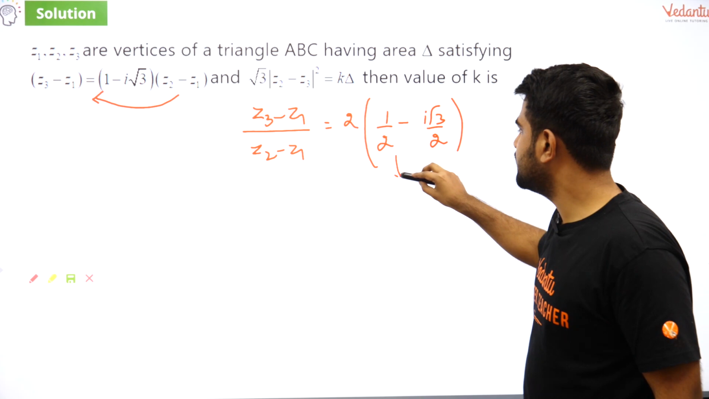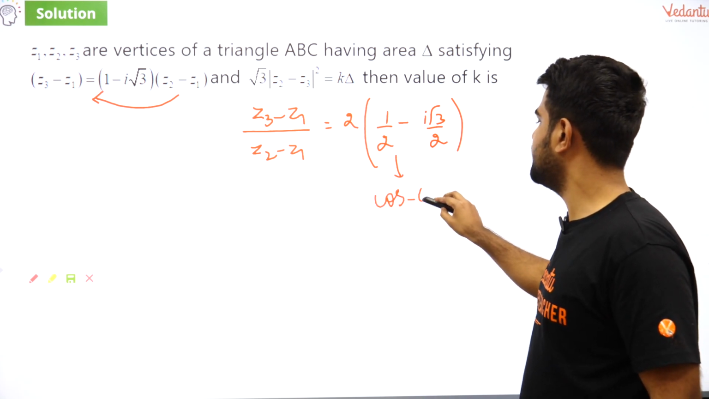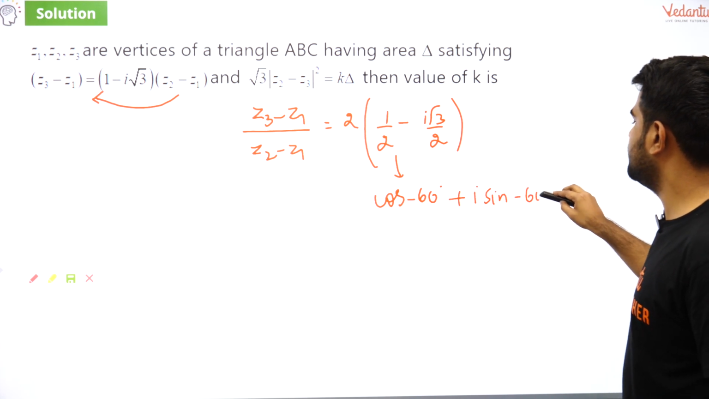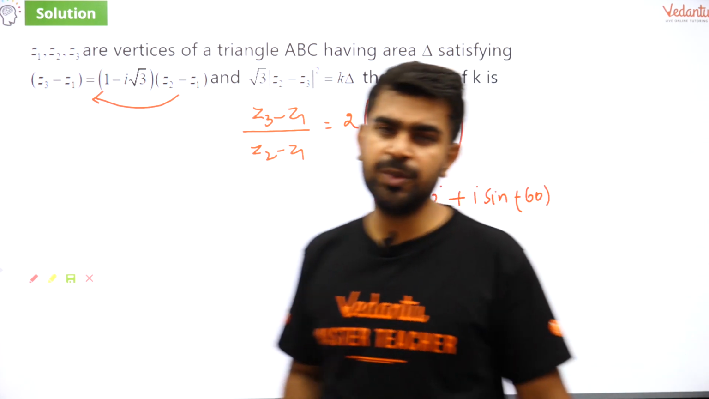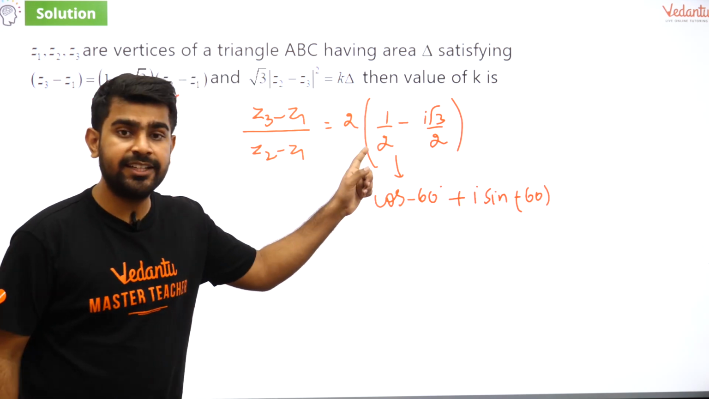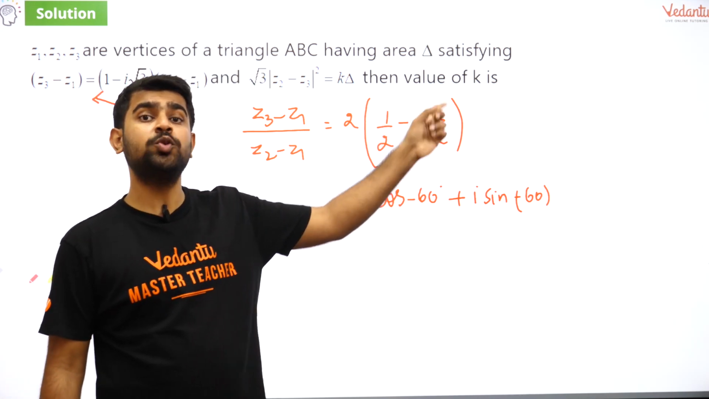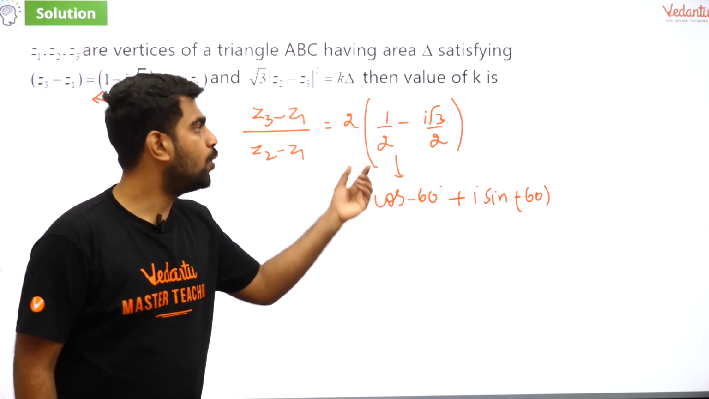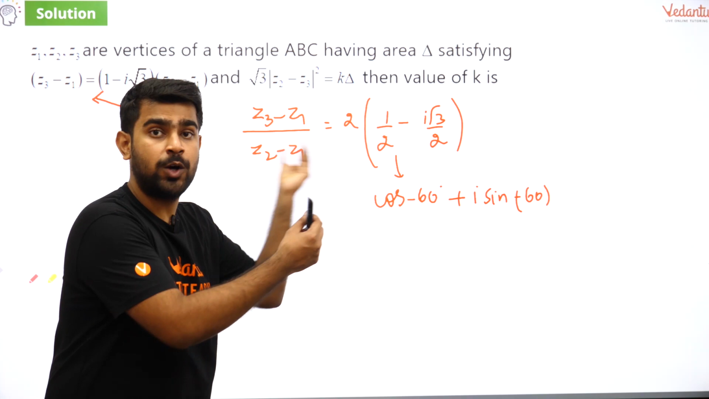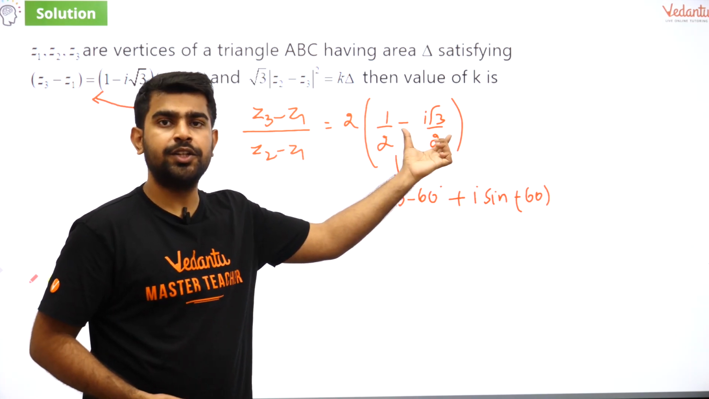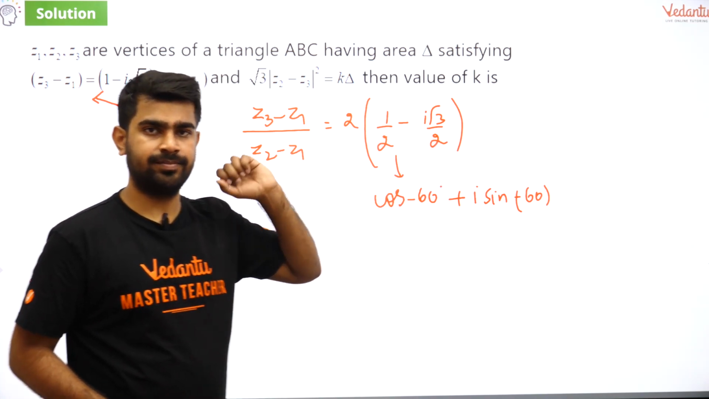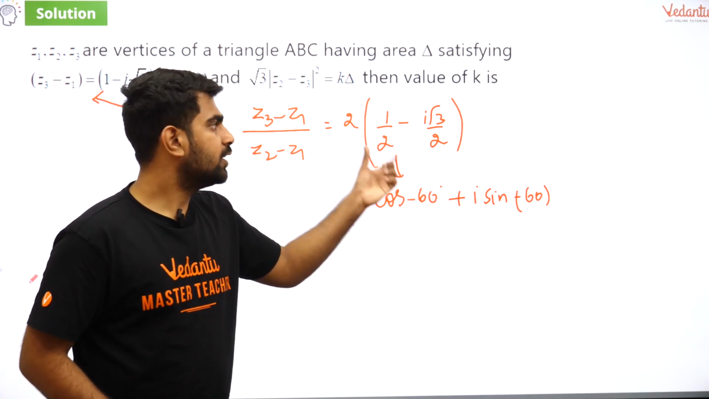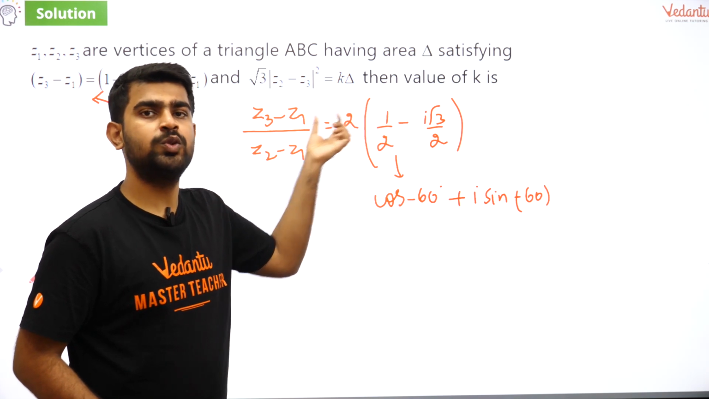Now, don't you think this is cos of minus 60 degree plus i sine minus 60 degree? How many of you agree with me on that? So whatever we have here, 1 by 2 minus i root 3 by 2, that's a complex number. And why did I divide by 2? Because I wanted to take modulus separately outside and keep a unit modulus complex number inside. Okay, this is a unit modulus complex number, right? So that is the reason I took this 2 outside.